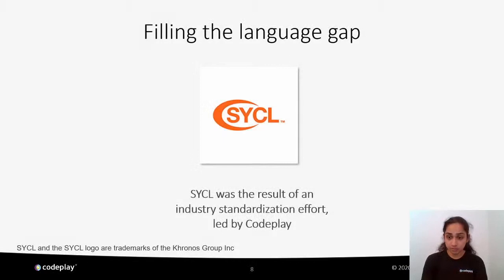To support all of these optimizations, we needed an industry standard for all of the heterogeneous applications on how they can provide performant code, which is also portable across processors that are already available, plus the processors which would be developed in later years. So as a result of this, SYCL was introduced. SYCL was the result of an industry standardization effort, and it was led by Codeplay.